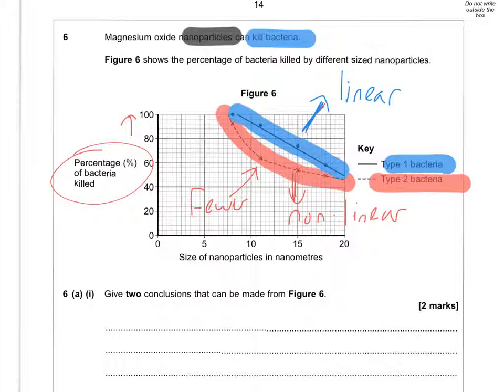Could maybe use a point, so a certain size, this looks like 8. So that's 100% being killed. Okay, and it looks like the other bacteria is also killed around about 7.5, by the looks of things. Okay, so we'd have quite a few comments to make.